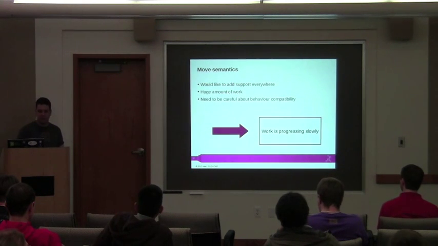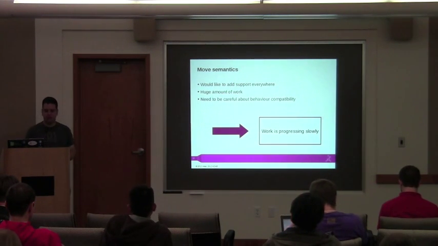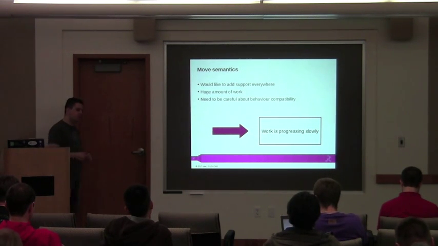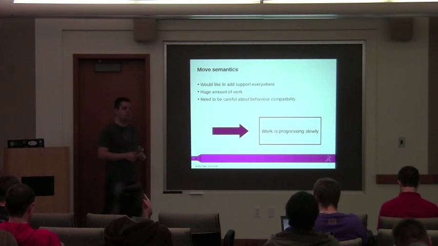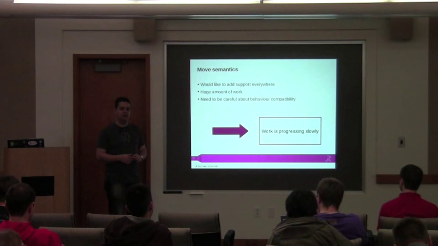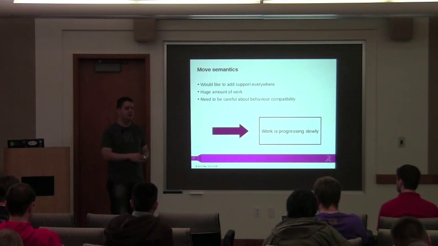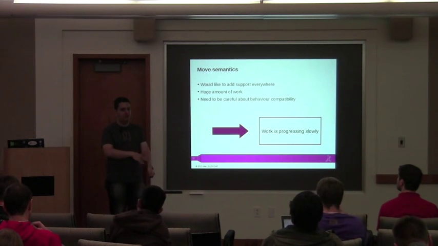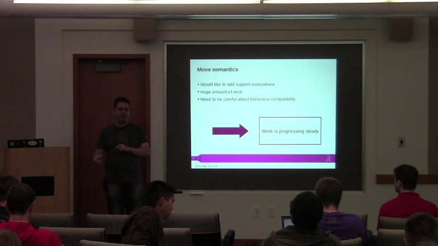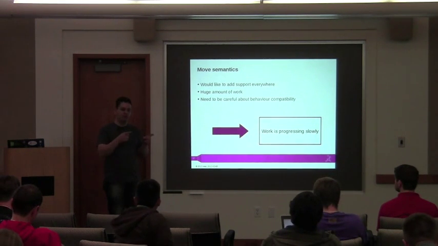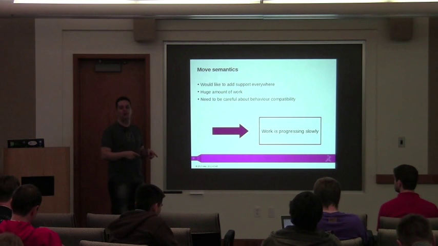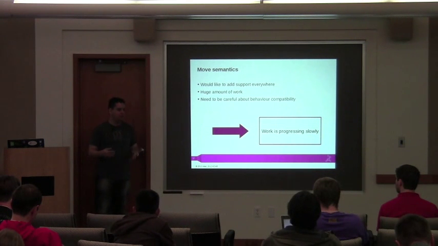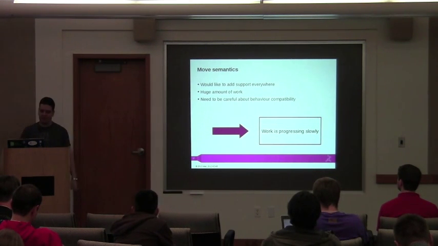So, summarizing move semantics, we would like to support it everywhere. There's a lot of work, and we need to be careful about behavior compatibility, because some of the classes that we want to support move into did not like having D pointers being null at the end. The destructor would crash if that was the case. All right, binary compatibility, my session of yesterday. Can you change an inline function? Yes, provided that the old inline function, if called, still works. So if I change my member to say it's valid now to be null, we need to be careful about that.